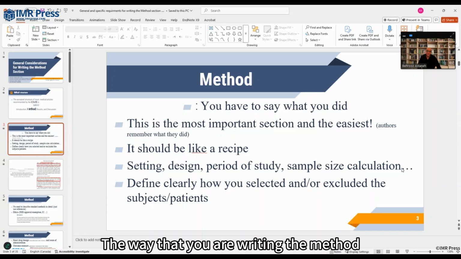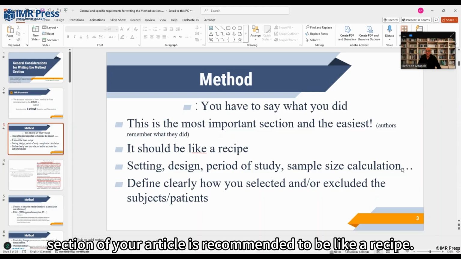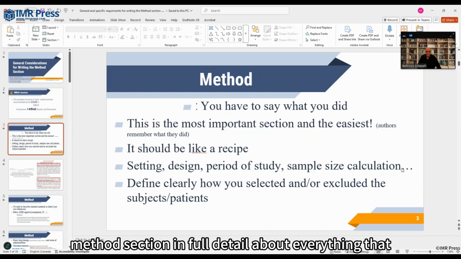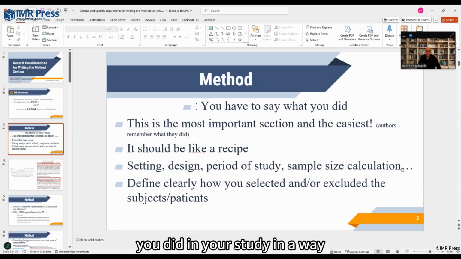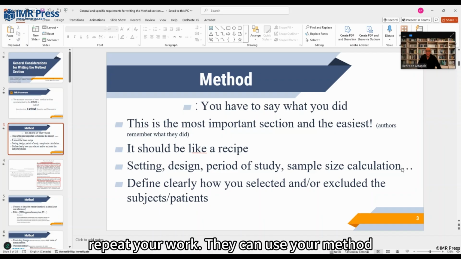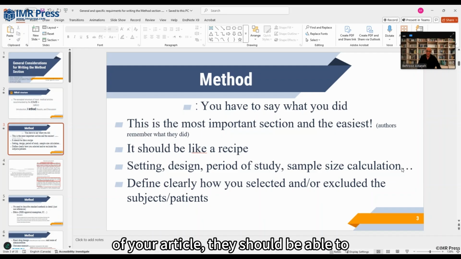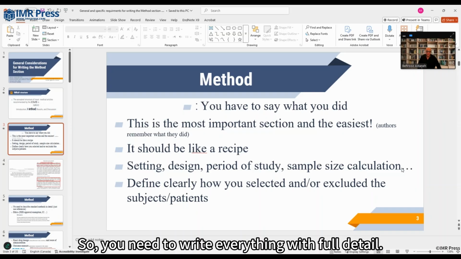The way that you are writing the method section of your article is recommended to be like a recipe. This means that you need to write the method section in full detail about everything that you did in your study, in a way that if another researcher in any other part of the world wants to repeat your work, they can use your method section, and just by reading it, they should be able to repeat the work exactly as you did. So you need to write everything with full detail.